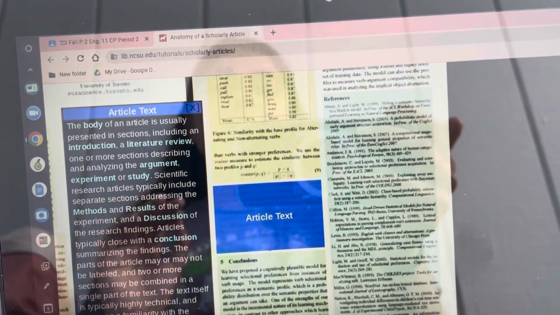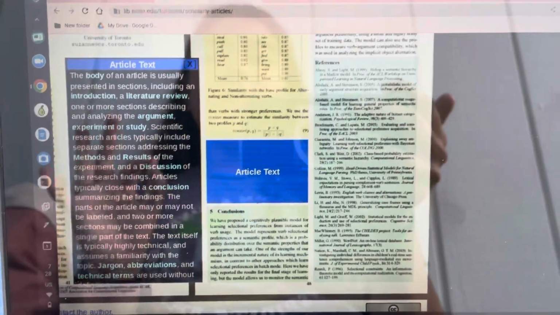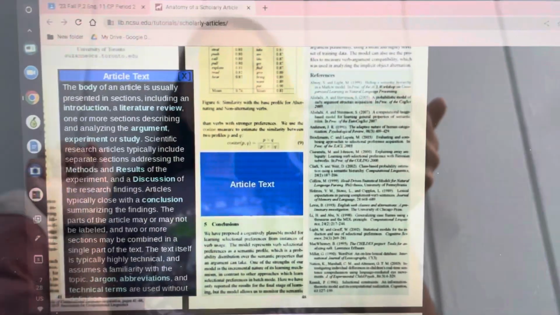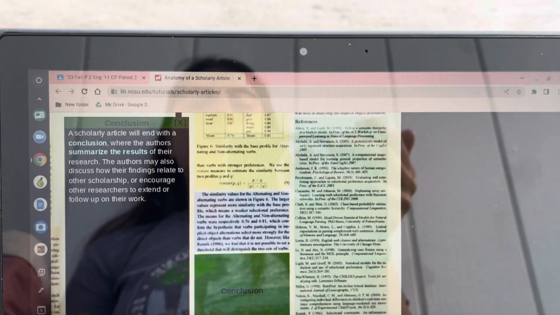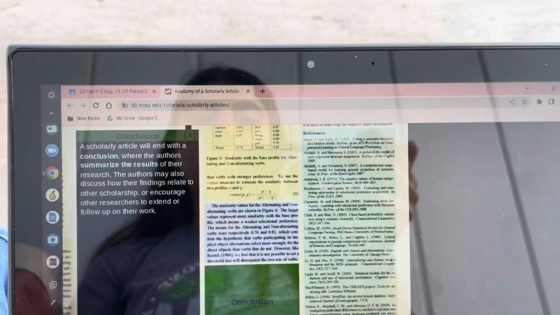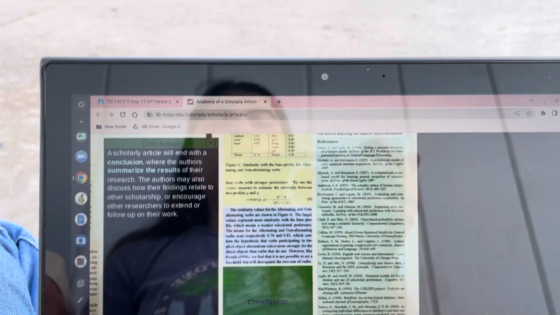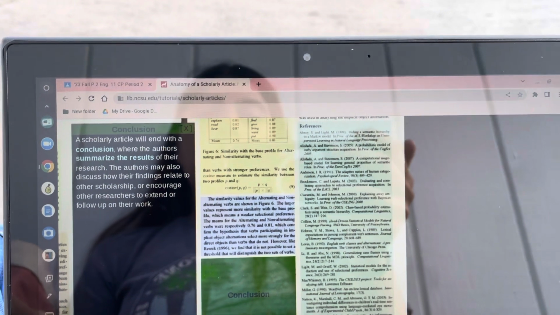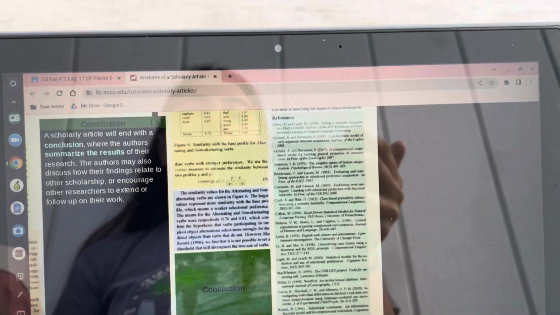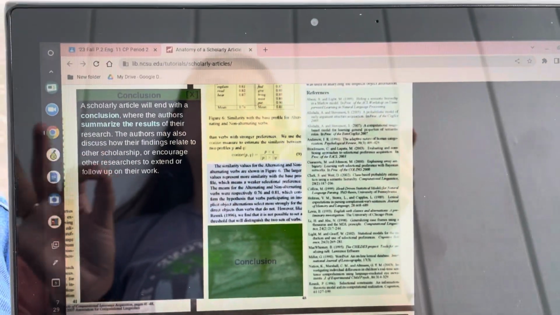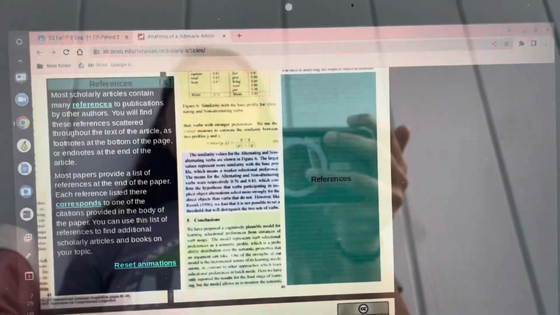The text itself is typically highly technical and assumes a familiarity with the topic. Jargon, abbreviations, and technical terms are used without definition. Next, the conclusion. A scholarly article will end with a conclusion where the authors summarize the results of their research. The authors may also discuss how their findings relate to other scholarship or encourage other researchers to extend and follow up on their work.